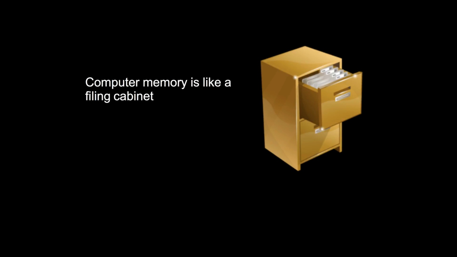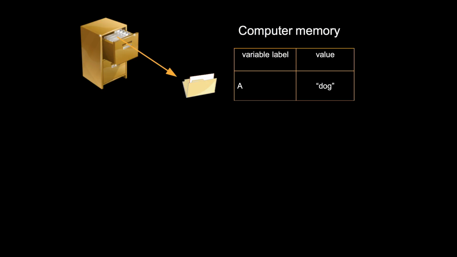Think of computer memory as being like a filing cabinet. When you open a filing cabinet, what you see is a bunch of files. Computers work just like this. Instead of the files, though, what we have are variable labels. So think of it like this. We have a variable label, which is equivalent to a file, and we have a value, which is equivalent to the contents of a file.